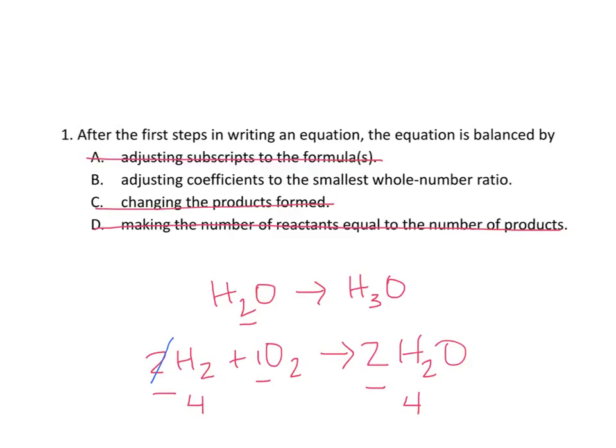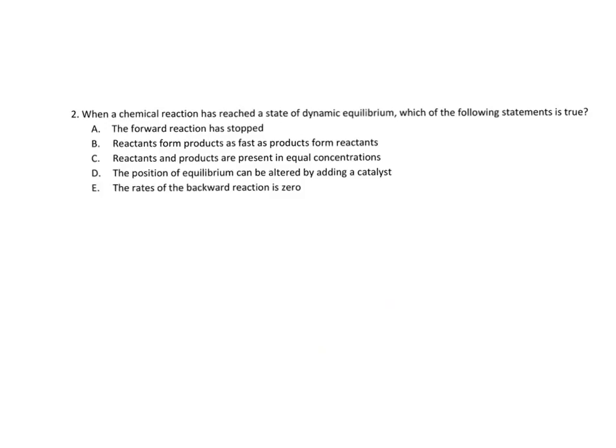We have the same number of atoms of hydrogen on both sides. And for oxygen, 1 times 2, 2 atoms of oxygen, and then 2 times 1, 2 atoms of oxygen on both sides. So you're adjusting the coefficients, which are 2, 1, and 2, using whole number ratios in order to balance it. And the first step after writing the equation is to start out with the smallest whole number of coefficients in order for your coefficients to be reduced, just like reducing fractions. So our answer is B.